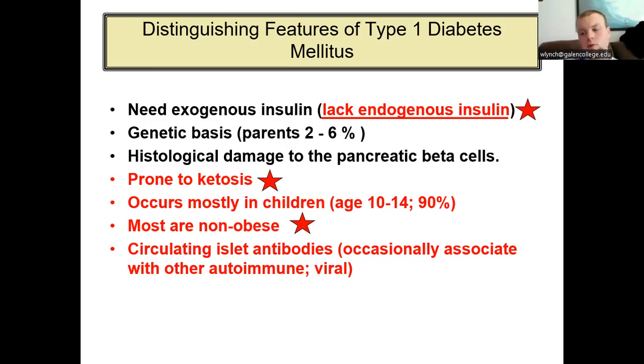Most are normal weights, so most are not in the obese category. It's just because of that autoimmune attack of the pancreatic beta cells. And then we do see circulating islet antibodies in the bloodstream, and this is how we can diagnose it.